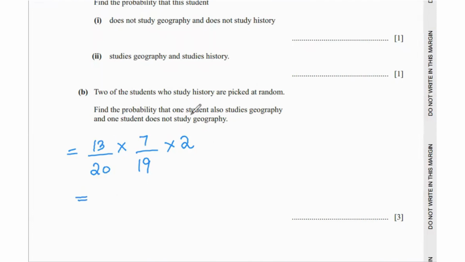So we do 13 times 7 times 2, which is equal to 182. And then we do 20 times 19, which is 380. Both are even numbers, so we can simplify them. And that's going to give us 91 divided by 190. That is the probability. So remember, there are 2 ways of picking the students. He can pick the student who studies history and not geography first, and then he can pick the student who studies history and geography. So that's why we have to multiply it by 2. If we don't do that, you will not get full marks for this.